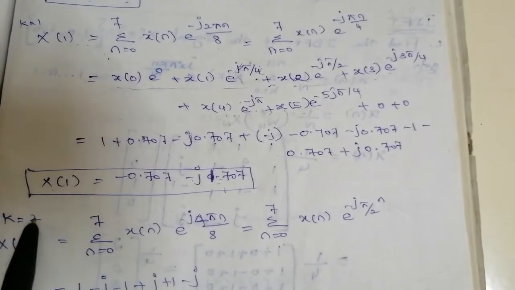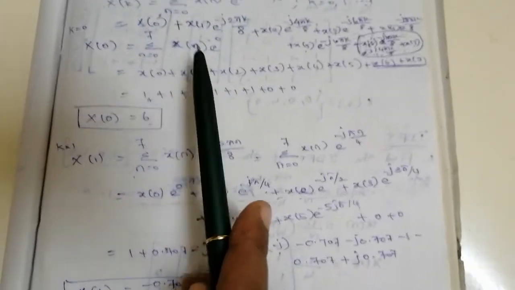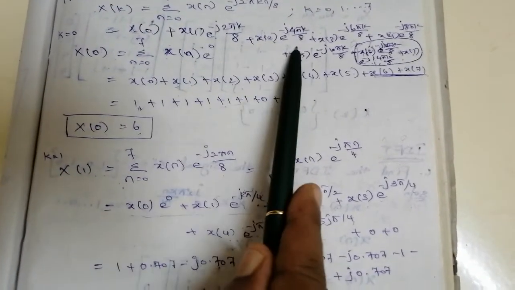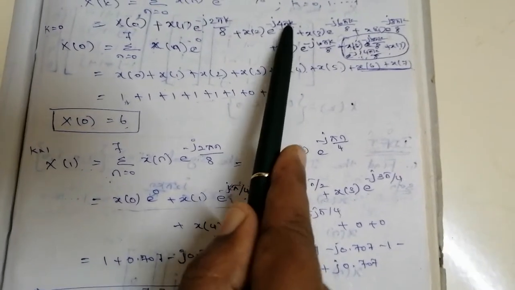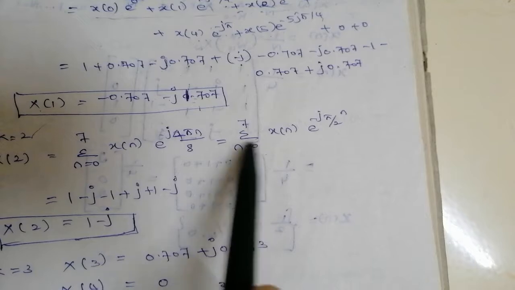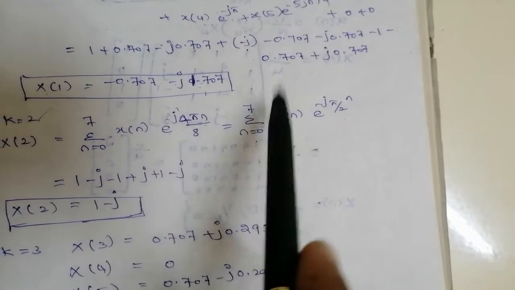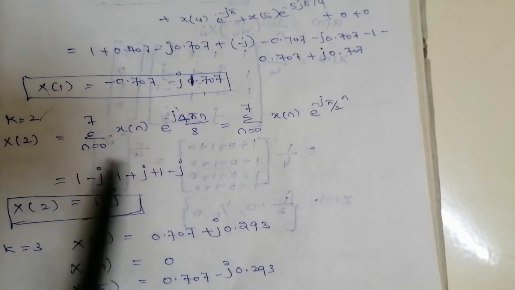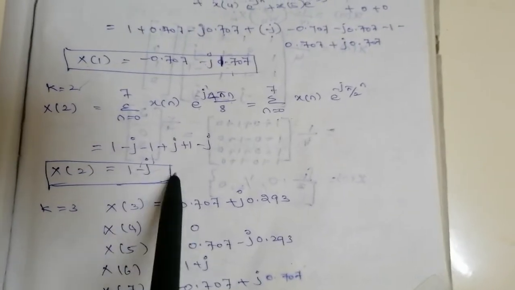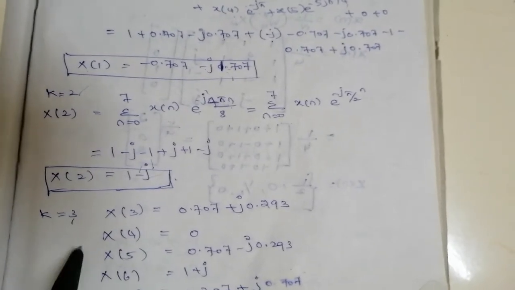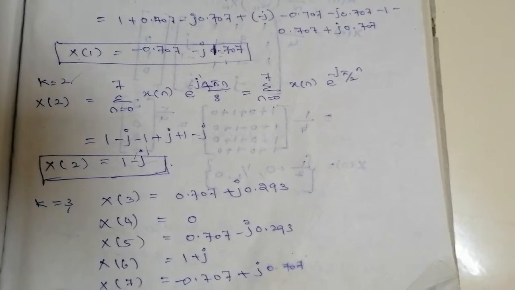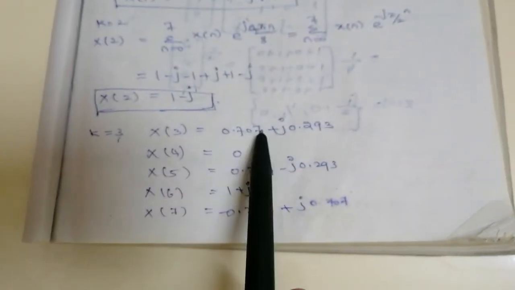Then substitute k equal to 2 in that general equation, and simplify the numerator and denominator values. We can get this simplified equation. Then expand e power j theta, and by using a calculator we can get this value. Likewise, we are going to substitute k value 3, k value 4, k value 5, up to k value 7. After simplification, we can get the answers.